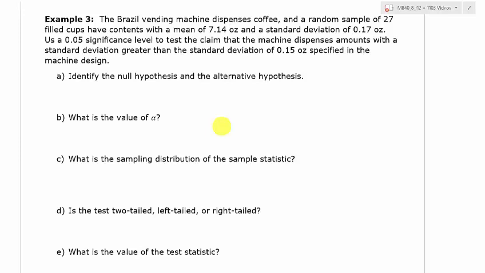The last example here, the Brazil vending machine dispenses coffee, and a random sample of 27 filled cups have contents with a mean of 7.14 ounces and a standard deviation of 0.17 ounces. Use a 0.05 significance level to test the claim that the machine dispenses amounts with a standard deviation greater than the standard deviation of 0.15 ounces specified in the machine design. So write down your claim.